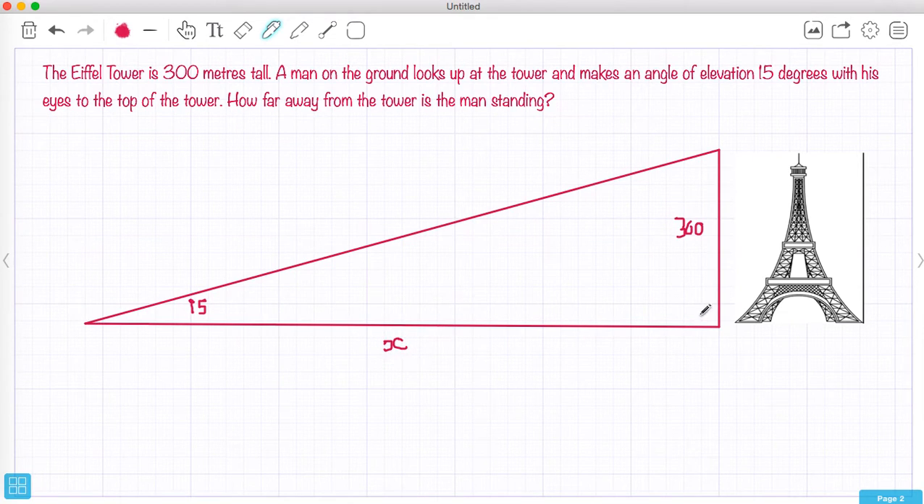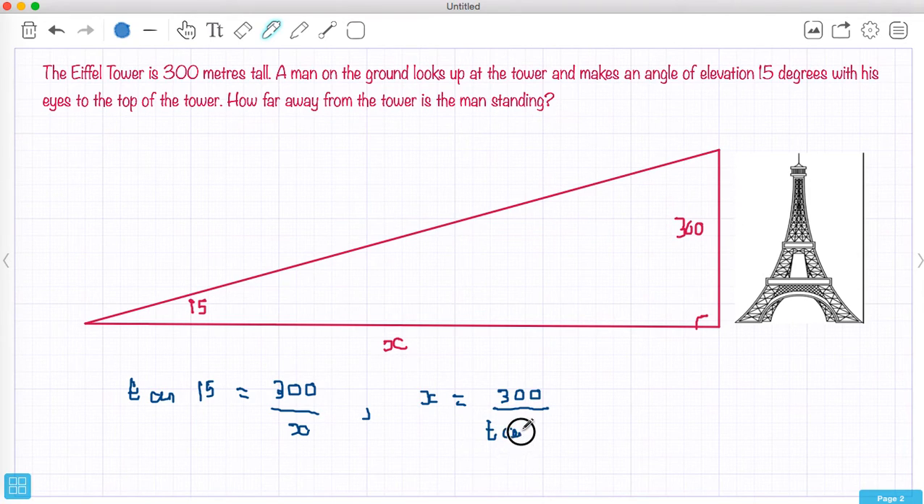So this is x. Now we've got our right angled triangle, we can actually think about this being a very simple trig problem, SOHCAHTOA. I've got the opposite to the angle here, and I've got the adjacent. So opposite and adjacent means I'm going to use tan. So I'm going to use tan, there's the angle. Opposite is 300, and adjacent is x. Now if I rearrange that, that's going to give me x equals 300 divided by tan 15.